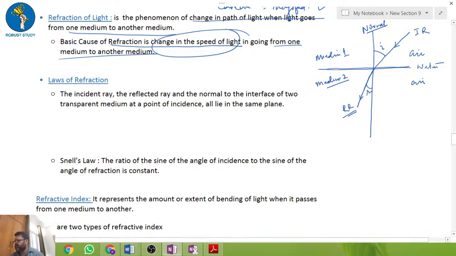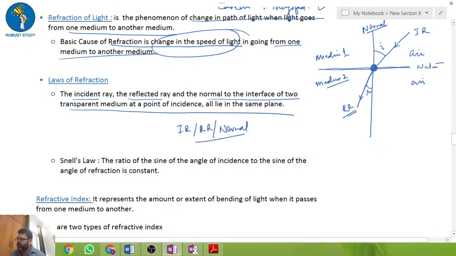Just as we have the law of reflection, we also have the law of refraction. What is the law of refraction? It says that the incident ray, the refracted ray and the normal to the interface of two transparent media at the point of incidence all lie in the same plane. So the incident ray, refracted ray and normal all lie in the same plane. I hope this is clear.